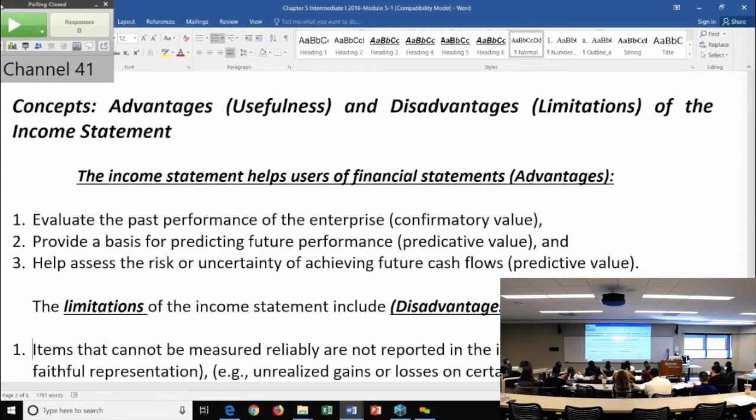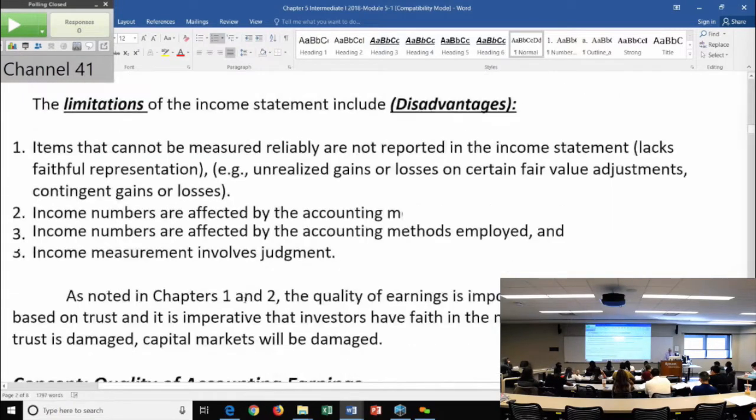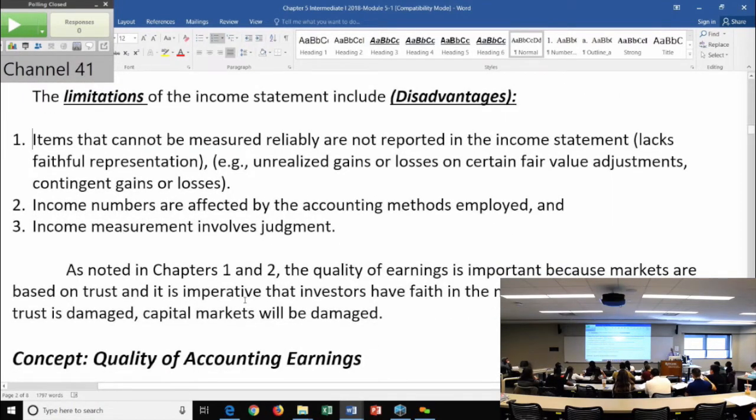Limitations, as you would expect. Unrealized gains and losses that would be put into comprehensive income will be excluded. We also have problems because of the accounting methods that we use. We talked about income management or earnings management and also judgment. And the big issue for us is the quality of earnings. We want to make sure that earnings quality is not compromised in order to enhance confidence in the market.